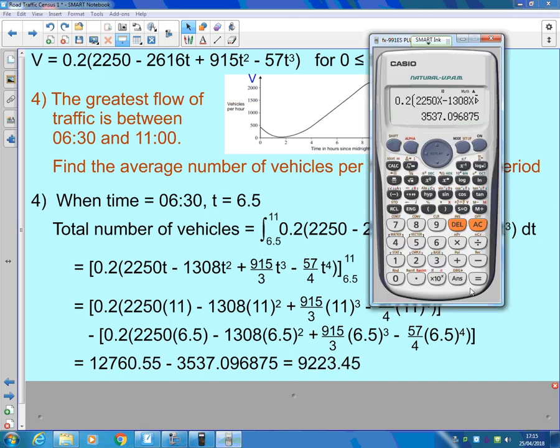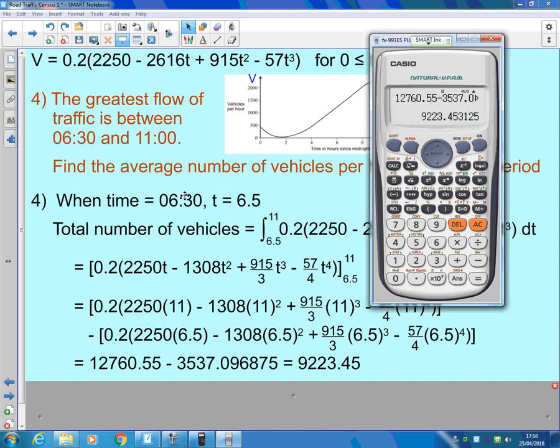Okay, let's actually do the calculation. 12760.55 minus, I know I've done a bit of rounding off here, 3537.096875 equals, as long as I don't round too much, 9223.45. So it's about 9223. Okay. Now, that's the total number of vehicles.